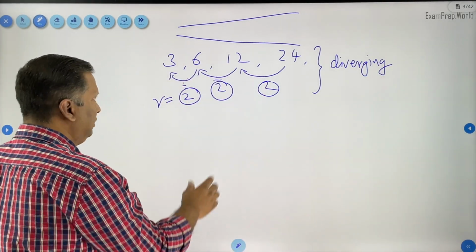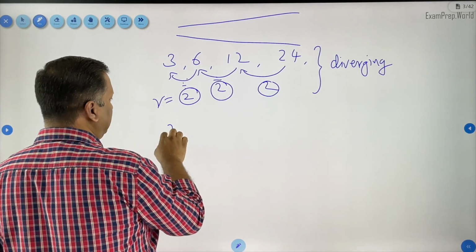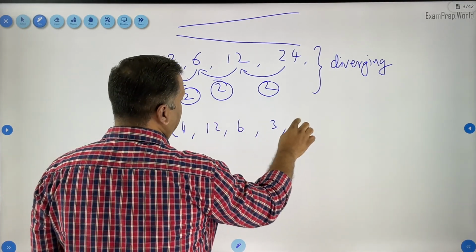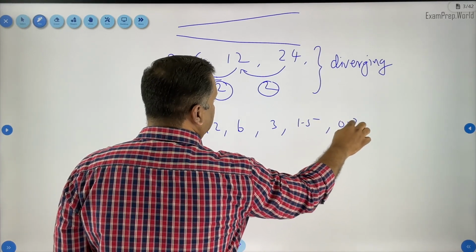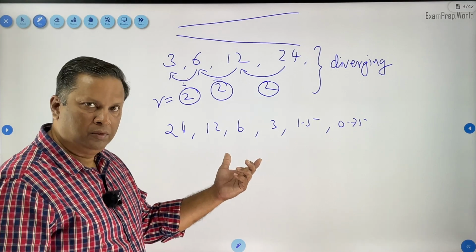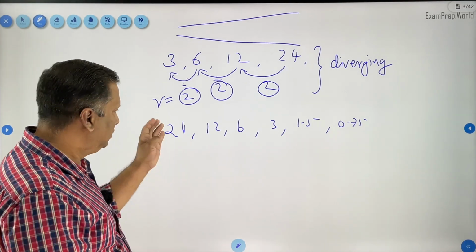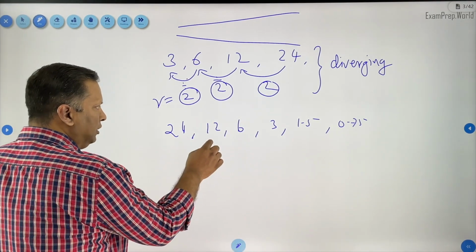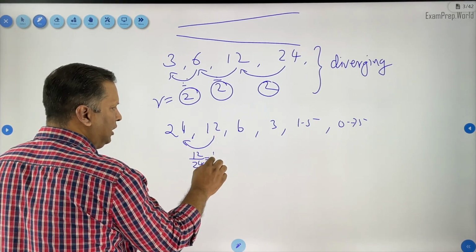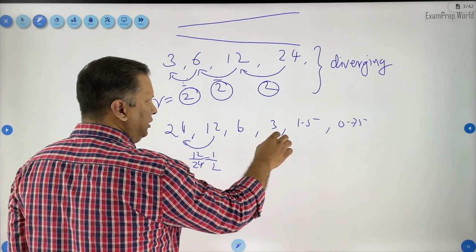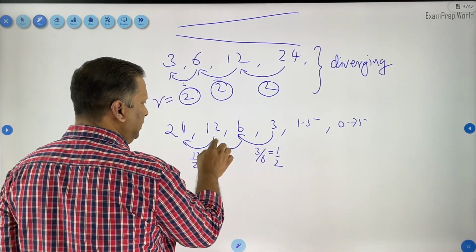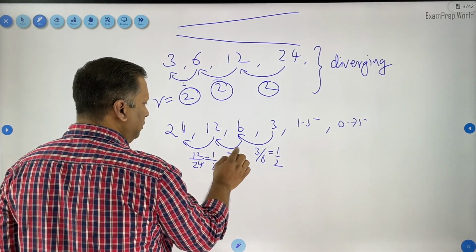On the other hand, if I reverse this whole sequence: 24, 12, 6, 3, 1.5, 0.75 and so on. You see here, what is the common ratio? It's not 2, it's half, because the number is becoming half. How do I find it? Any term divided by its previous term. 12 divided by 24 is half. Take this one, 3 divided by 6 is also half, or 6 divided by 12 is also half.